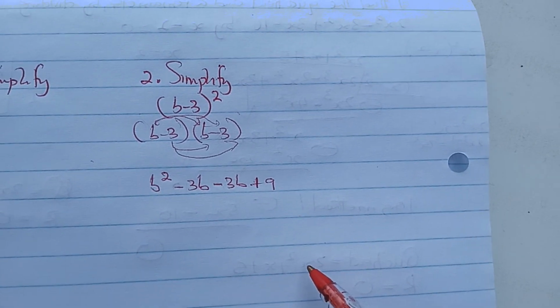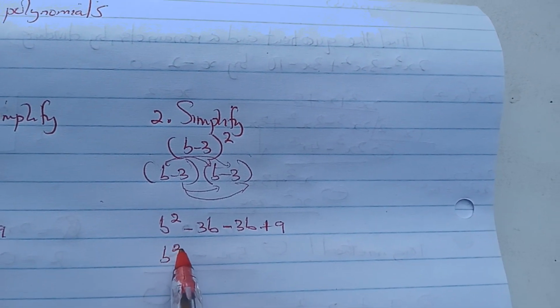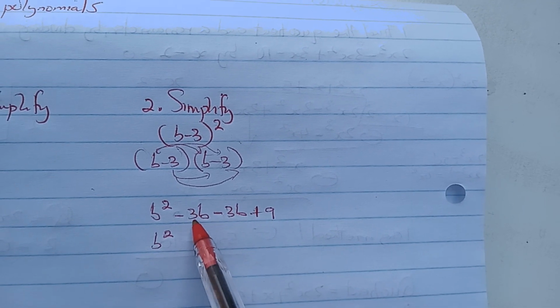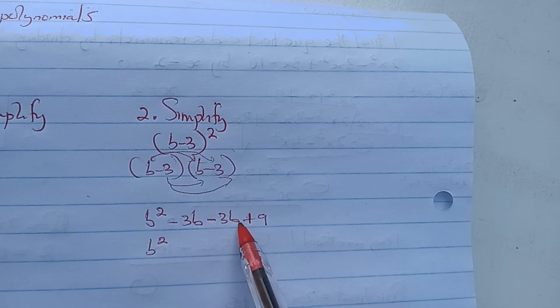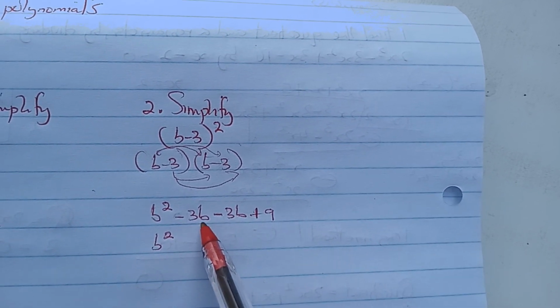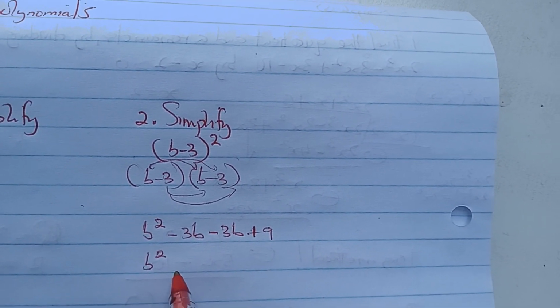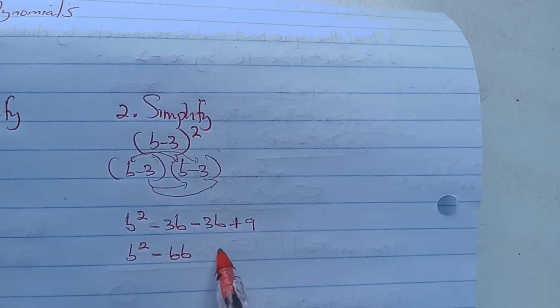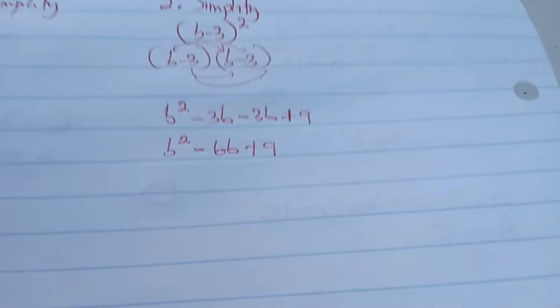What do we do? We now add up the like terms. Okay, we have b to the power of 2 without a like term, so we just bring it down, and then we have a -3b and a -3b as our like terms. So -3b plus -3b, the answer is a negative 6b. And then we have a positive 9 there. We just bring it down as it is. So this is the answer for example 2.